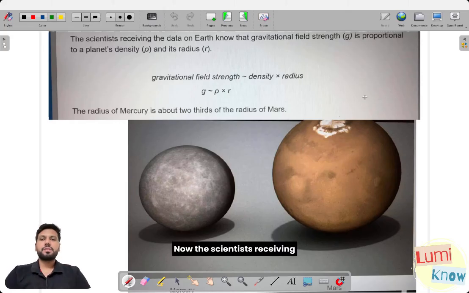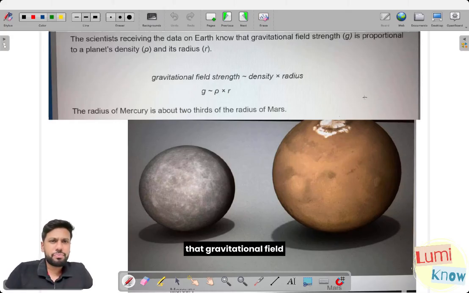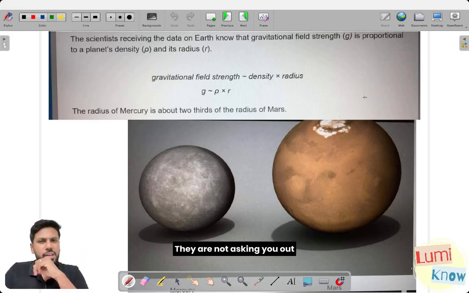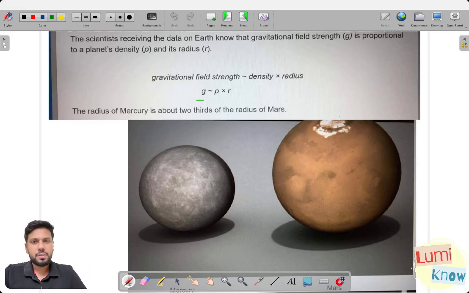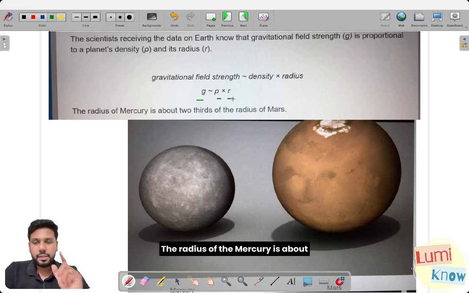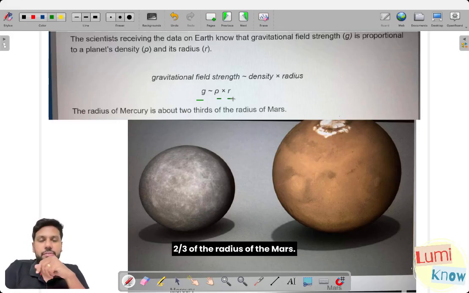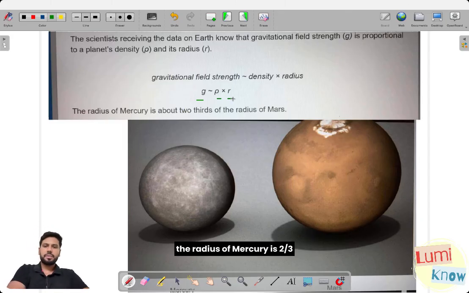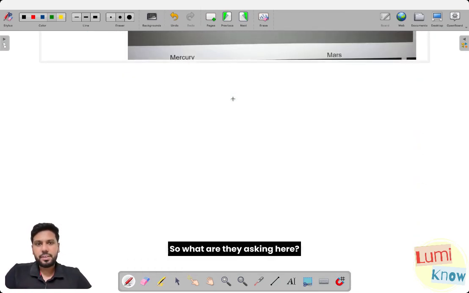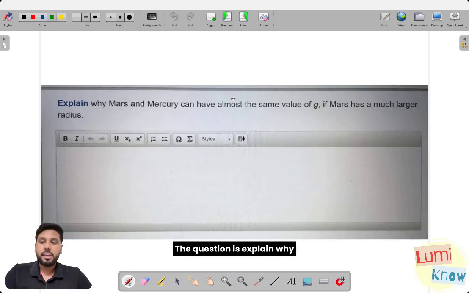Now, the scientists receiving the data on Earth know that gravitational field strength g is proportional to the planet's density. This is something that is given to you. They're told that gravitational field strength g is proportional to the density and the radius of the planet. The radius of Mercury is about 2/3 of the radius of Mars. Mercury is smaller, right? So what is the question? The question is, explain why Mars and Mercury have almost the same value of g if Mars has a much larger radius.